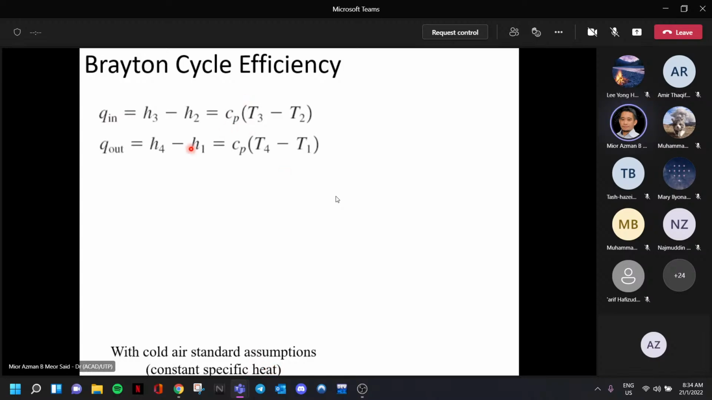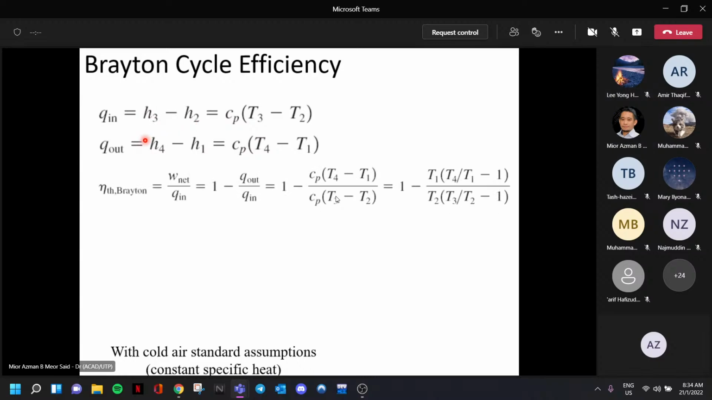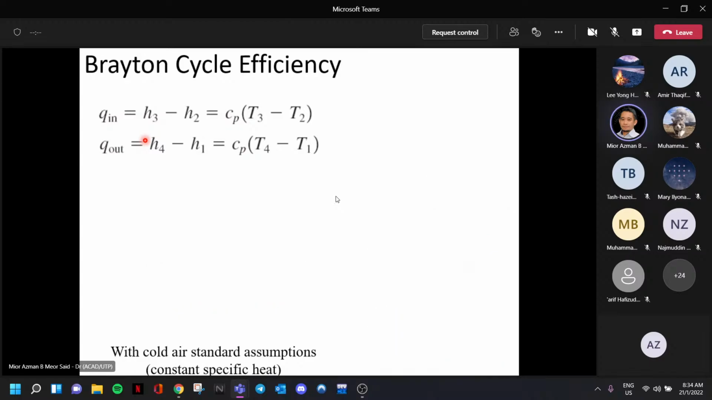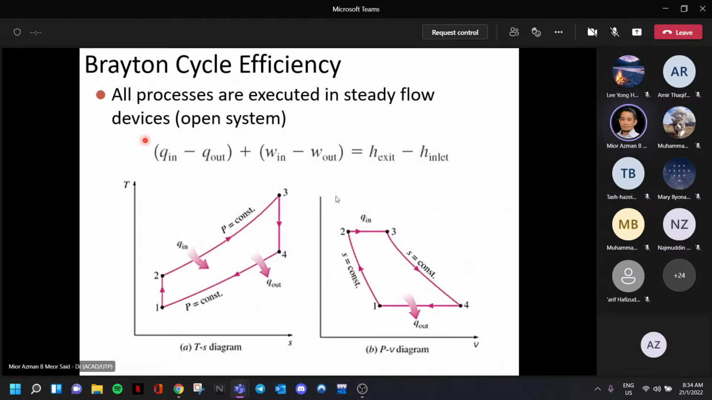where you can define the h equal to constant specific heat and the delta T. So Qin equal to h3 minus h2. So this is based on the cycle. Right, so based on here, Qin equal to h3 minus h2. Qout is the h1 minus h4, right? So that's why it comes about.